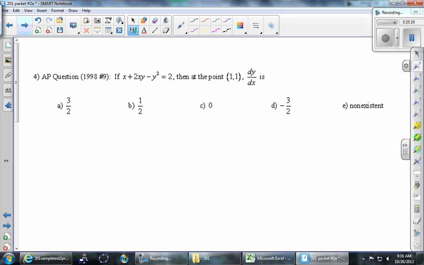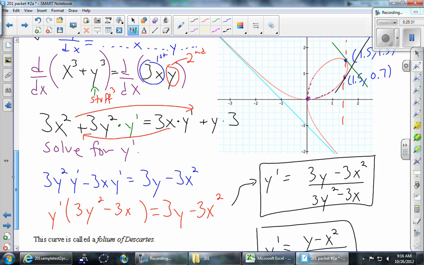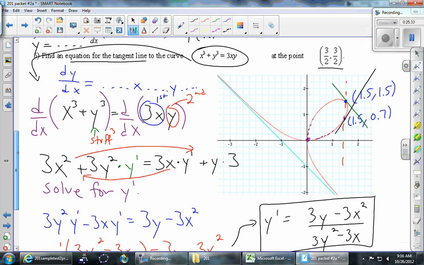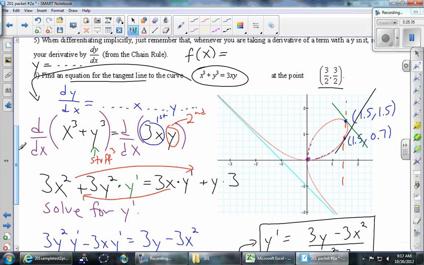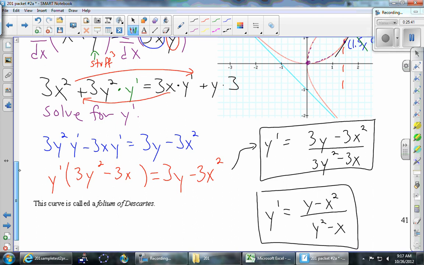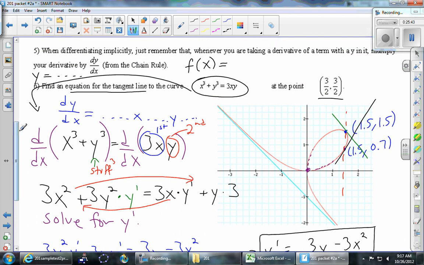All right, so the last thing on this guy, we have our derivative. It's down here. Again, we wanted to find the equation of that green tangent line, which means I got to find the slope of that tangent line. I have my formula down here in black. I want the slope of that particular tangent line at this point. So what should we do? Plug in. 3 halves and 3 halves go in for x and y.